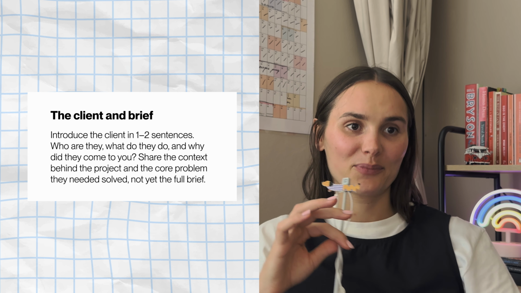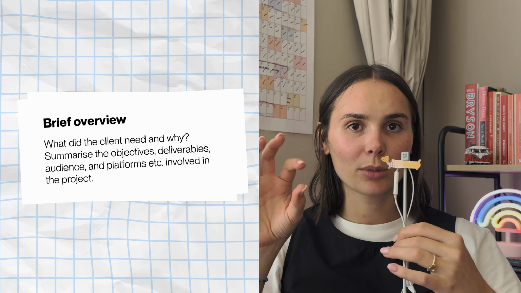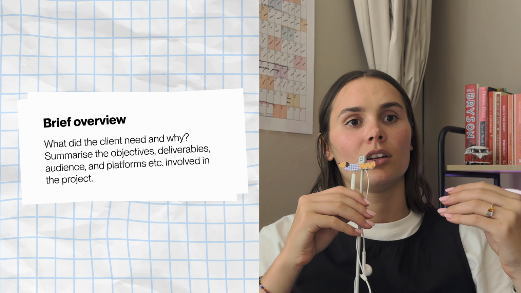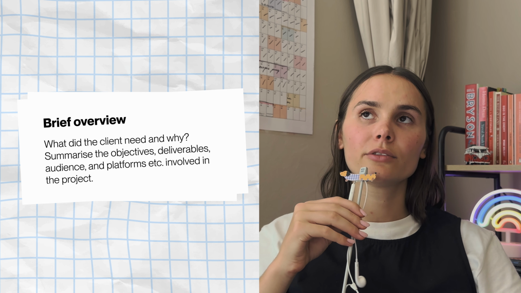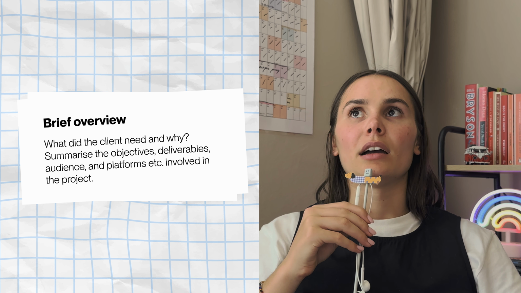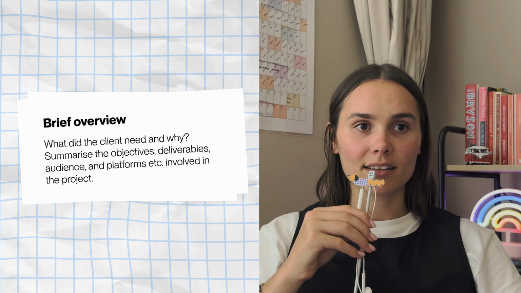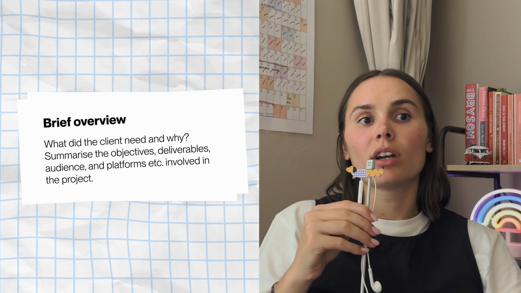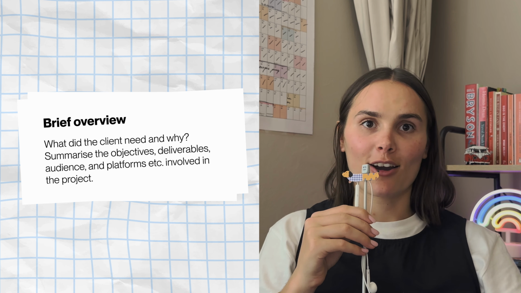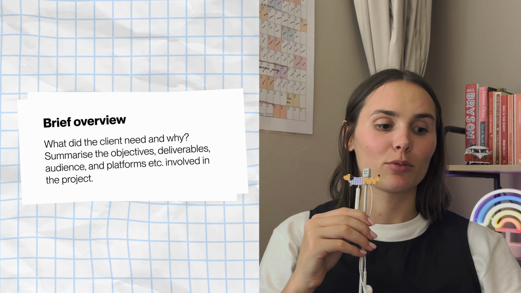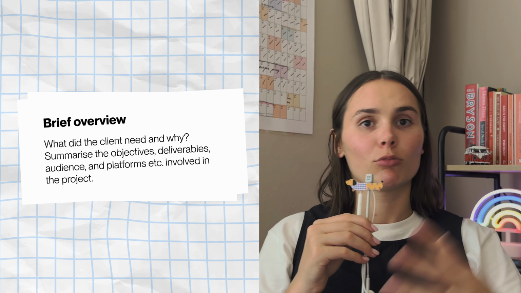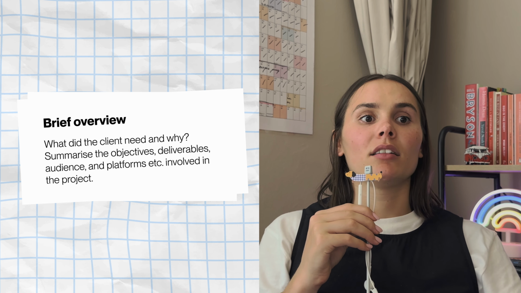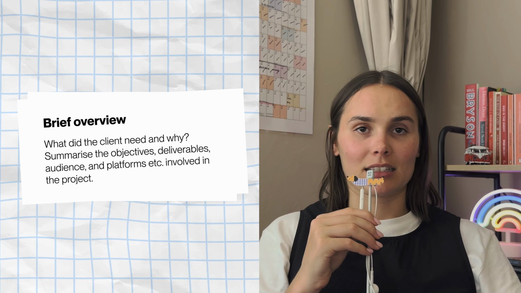Secondly, that's where I zoom in a little bit on the brief and I explain what the client actually needed and the problem that they were trying to solve, and maybe a little bit of background on that if it's relevant, and then what the core deliverables were, so what they asked for, if it was a logo, if it was a campaign, whatever it was, those deliverables. It's basically a why this project exists.